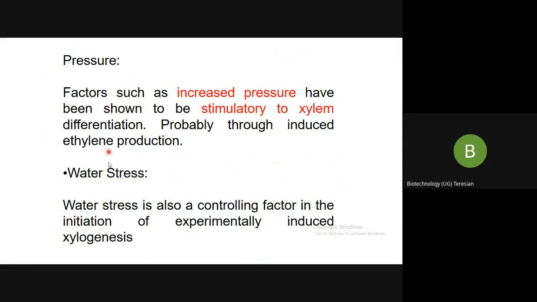Coming to pressure and water stress. Pressure factors such as increased pressure have been shown to be stimulatory to xylem differentiation. This is probably because of the ethylene production, because in the previous slide also we have seen that ethylene production stimulates the xylinogenesis. Water stress is also a controlling factor in the initiation of experimentally induced xylinogenesis.